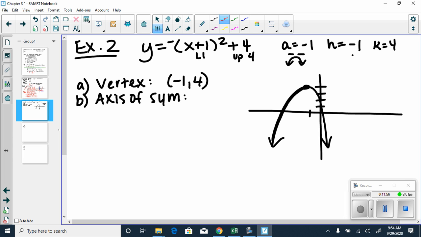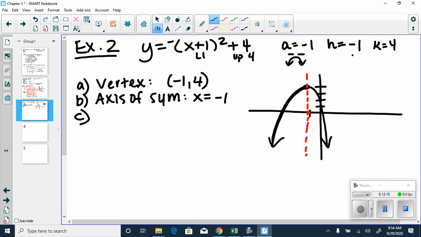So the axis of symmetry is in fact right there at -1. Guys, yes, it will always be the x value of the vertex because it goes right through the parabola. Okay? All right, so moving right along, keep on going.